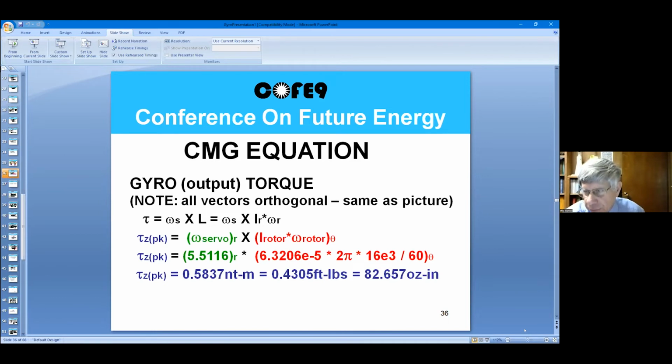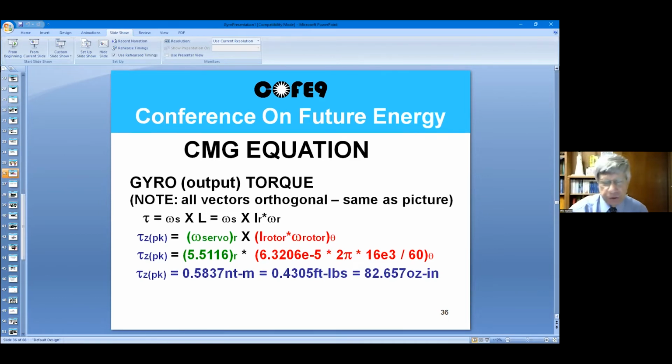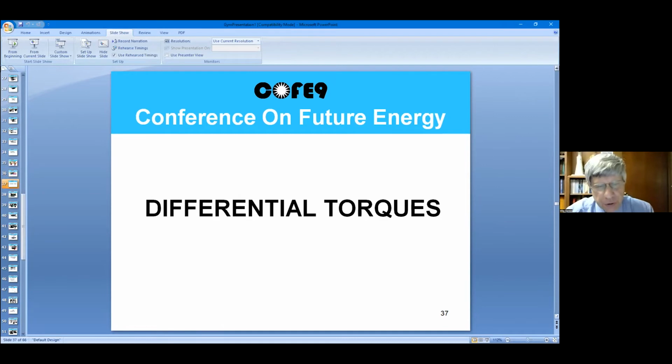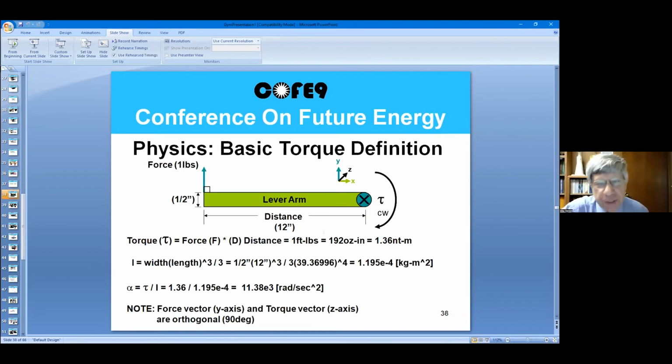Now we'll talk a little bit more on the differential torques and what those do for us. Starting with the basics of torque definition, you have a lever arm that's foot long, and you put 1 pound on it to get 1 foot-pound of torque, which is equal to 192 ounce-inches or 1.36 Newton meters.